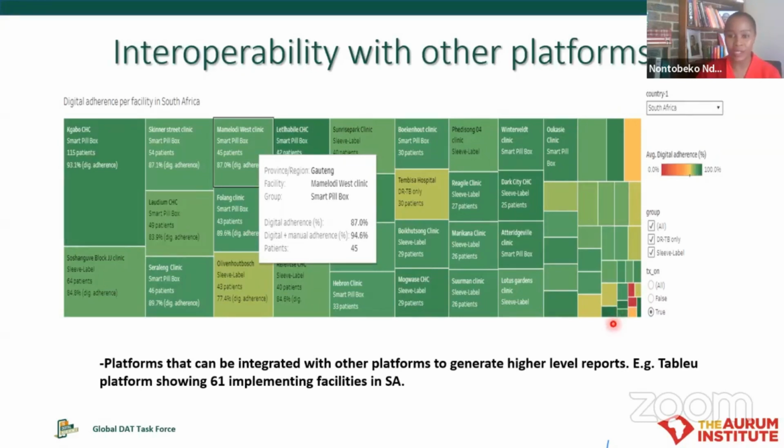As you see on this screen, we've got some small clinics down here who were not doing well at all in terms of adherence. The greener the clinic, it means the adherence and the use of the digital adherence technology is really good at that facility. So this really enabled the end user to just see exactly where they must direct support immediately. So on this screen, we could actually view 61 facilities that we're implementing in South Africa.